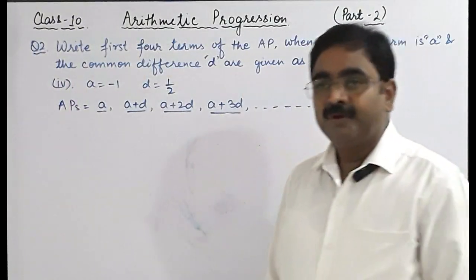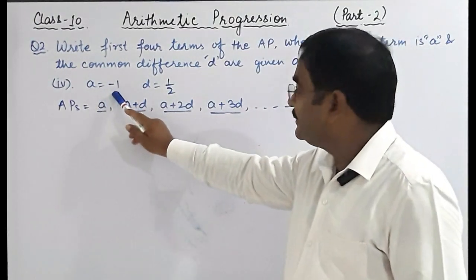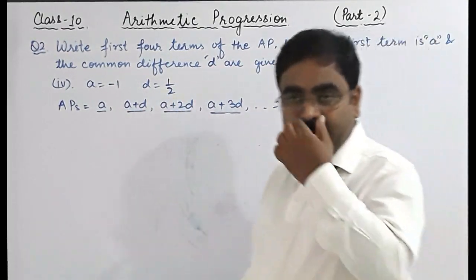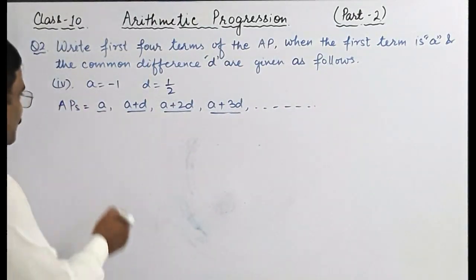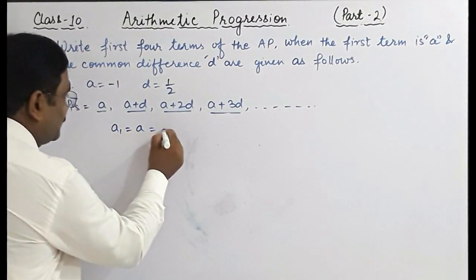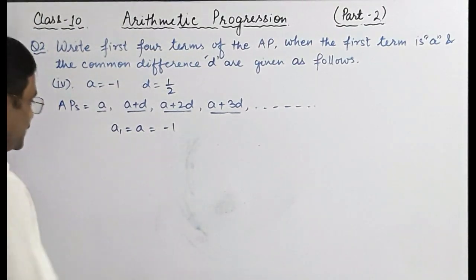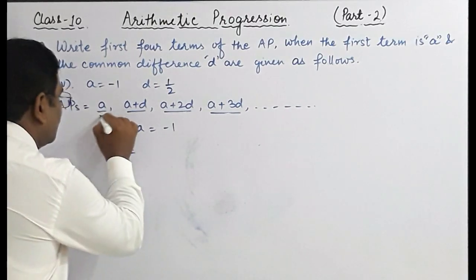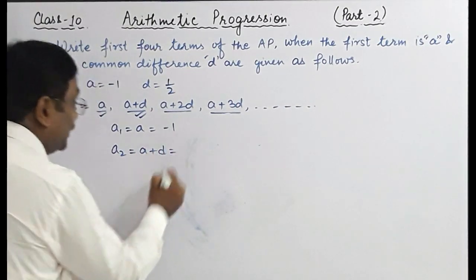Right? Okay, friends. See the fourth part of this question, in which the first term A is given minus 1 and the common difference D is given 1 upon 2. So, in this, we have to find out the first four terms. As the first term A1, which is equal to A, that is equal to minus 1, is given already. Right? So, second term A2, this was the first term, this is the second term, that is A plus D, so we have to calculate it.